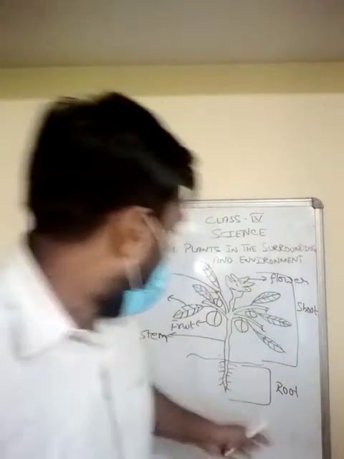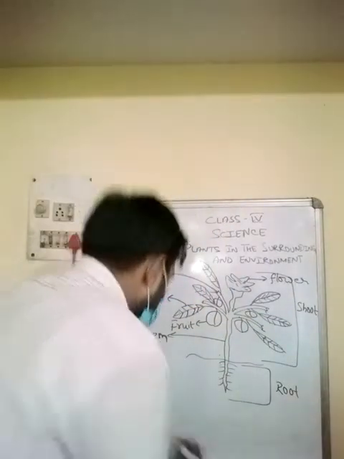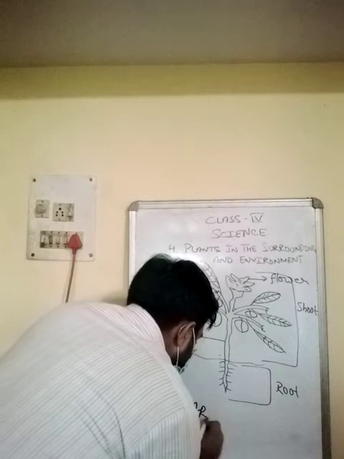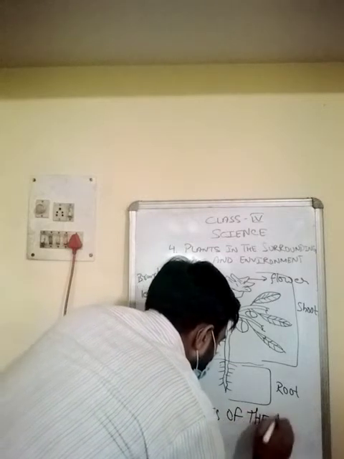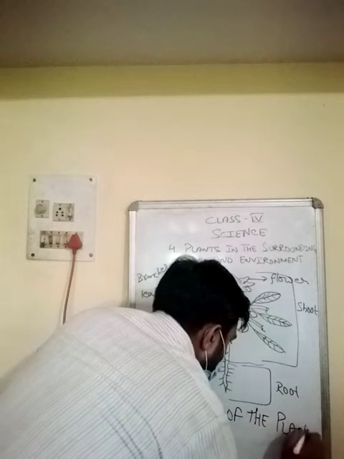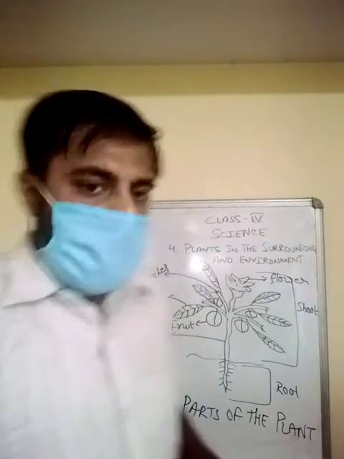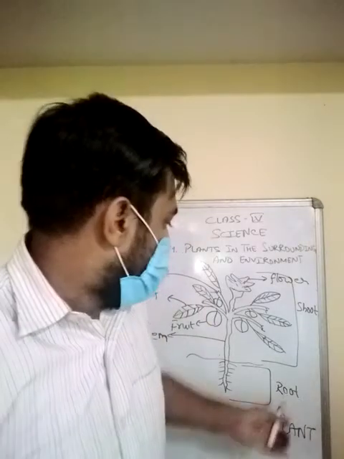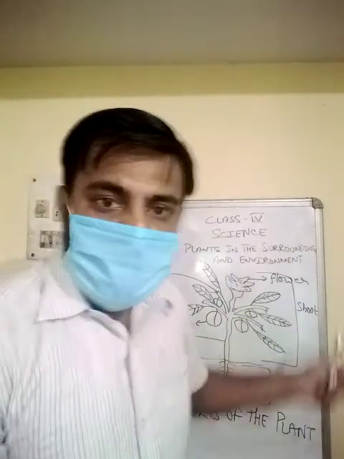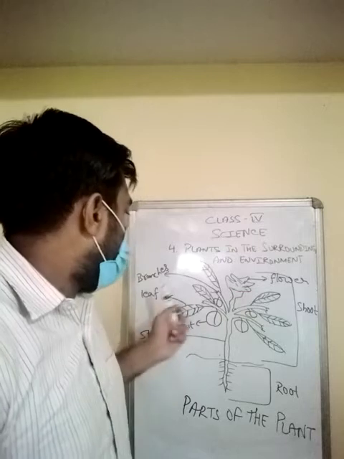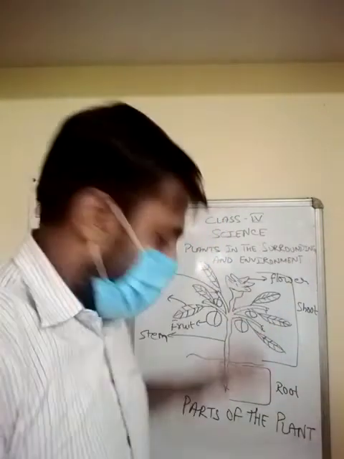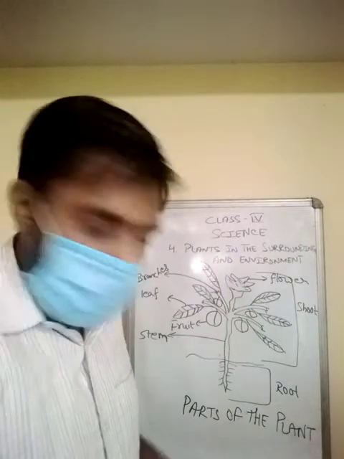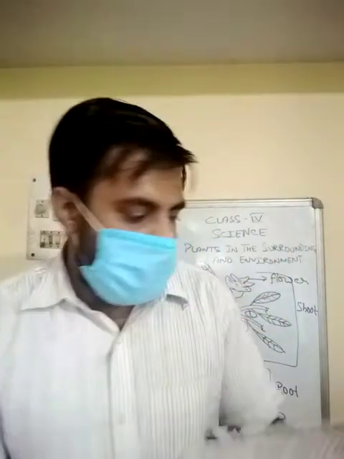So these are the parts of a plant. I said two because two main parts are root and shoot, and the subdivisions of shoot are stem, branch, leaf, flower, and fruit. Okay, so these are the main parts. Now we'll read about them in detail from the book itself. Let's see what the book has to say.